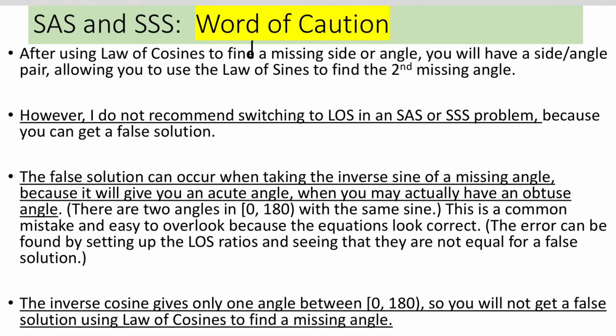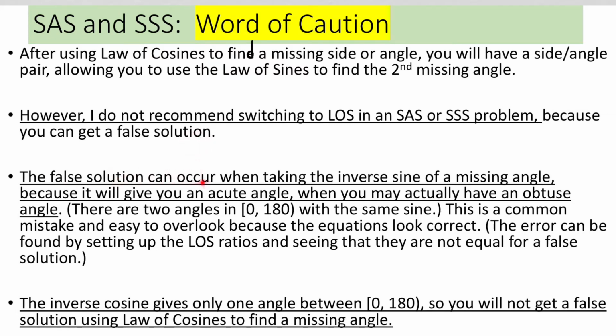Now, a word of caution. When you're solving the oblique triangles SAS and SSS, there are a few points I want to make here. After using the law of cosines to find a missing side or an angle, you'll have a side-angle pair, tempting you to jump to using the law of sines to find the second missing angle, because after all, the law of sines is a shorter calculation. However, I don't recommend switching to the law of sines for either of these 2 problems, because you can end up with a false solution which can go undetected.